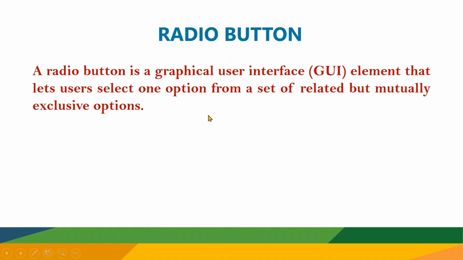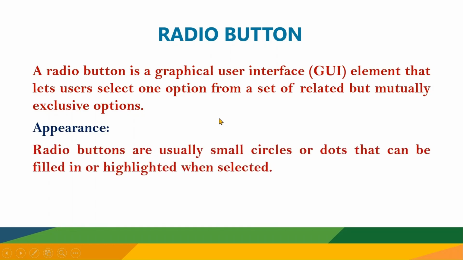Suppose, for example, you want to have a gender, male and female. So either one we need to select. If I select male, the female gets deselected. If I select female, the male gets deselected. So like that, you have some options for a number of applications where you can see the radio buttons are allowing us only to select one option from a group of options.